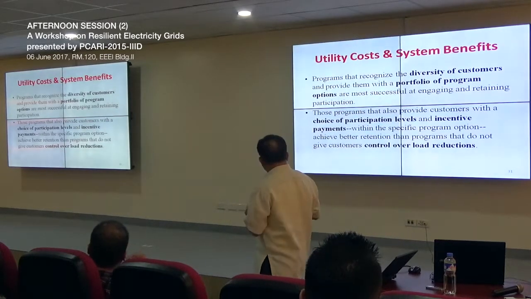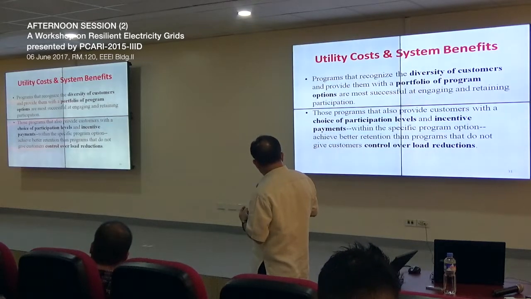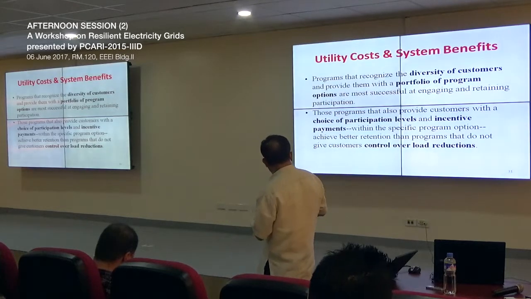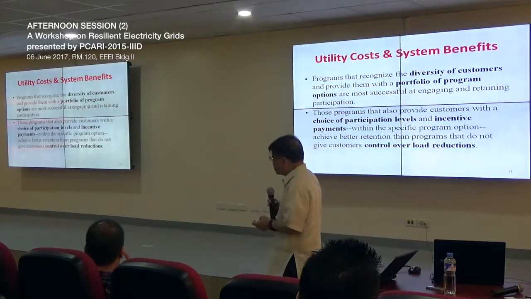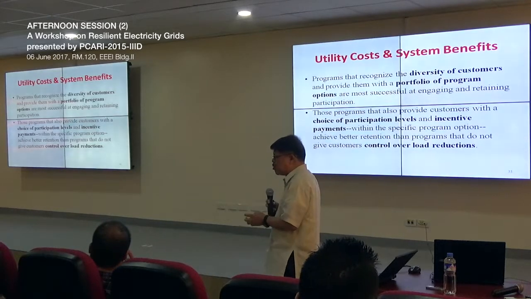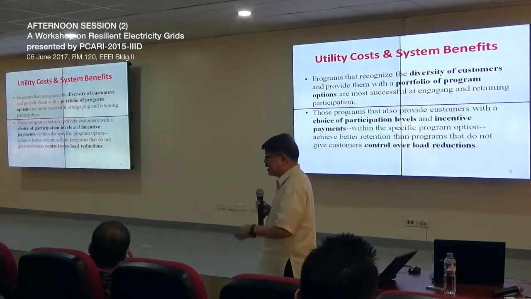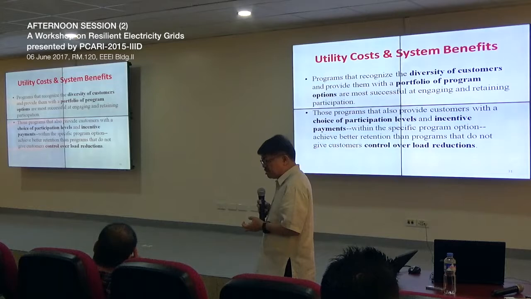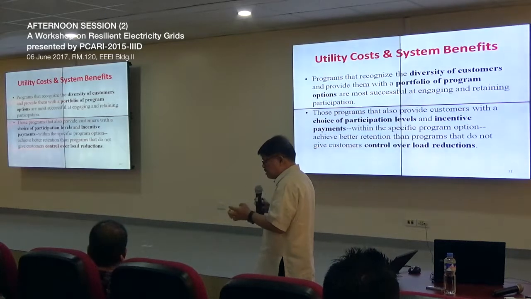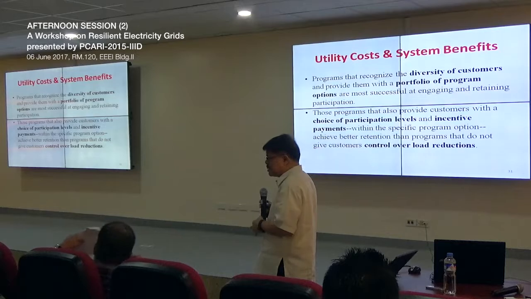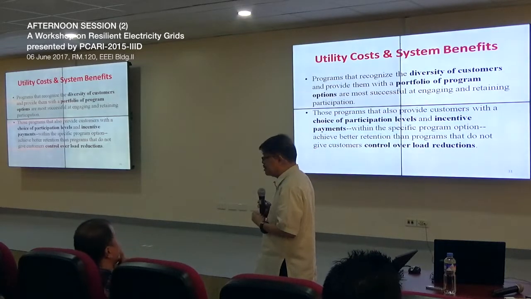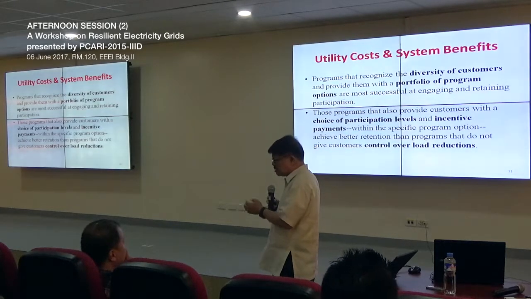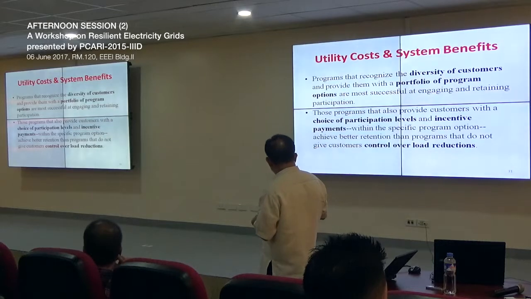In conclusion, the use of interruptible load must consider the diversity of the customers and also provide a portfolio of options. It's not just one uniform formula for everyone, take it or leave it. These programs should provide customers with a choice of participation level. So can I participate 100%, 50%, or just 10% of my total load? And of course, it should be proportional to the incentive that will be given.